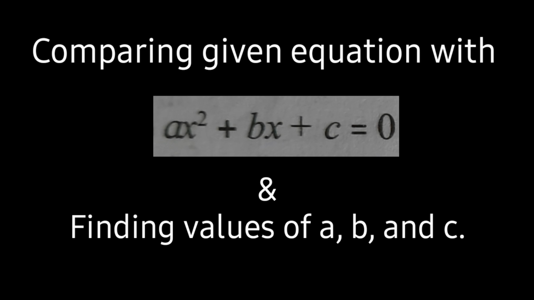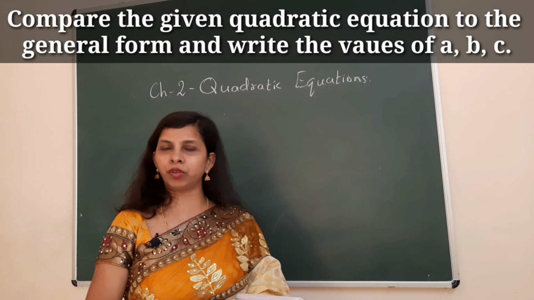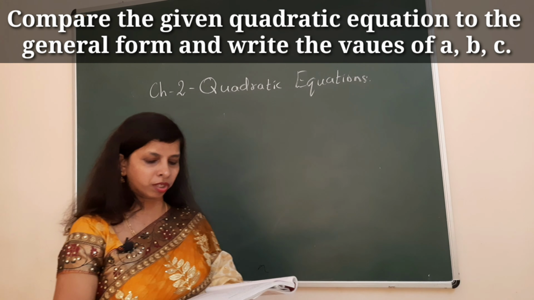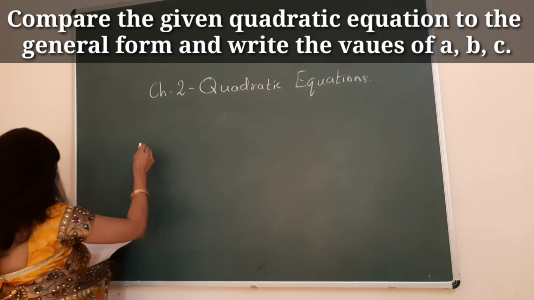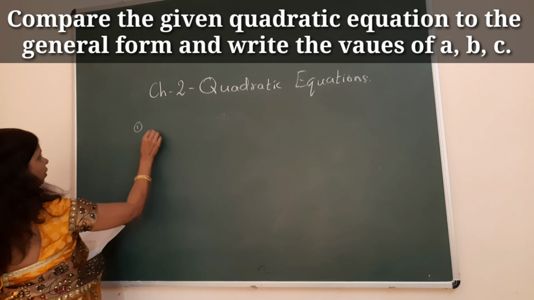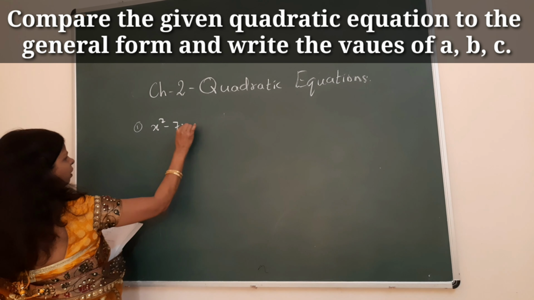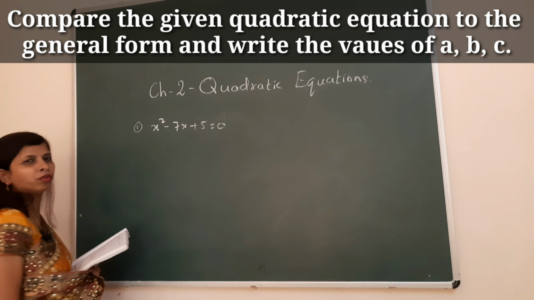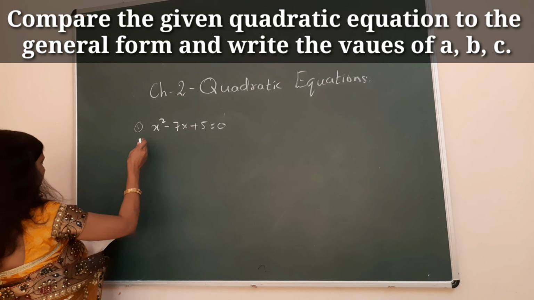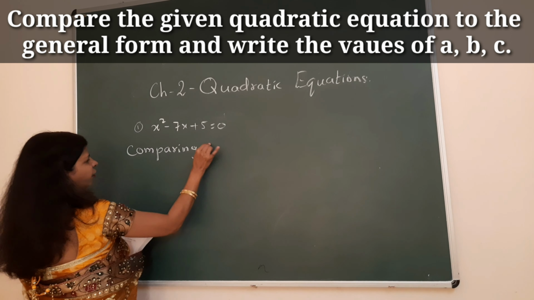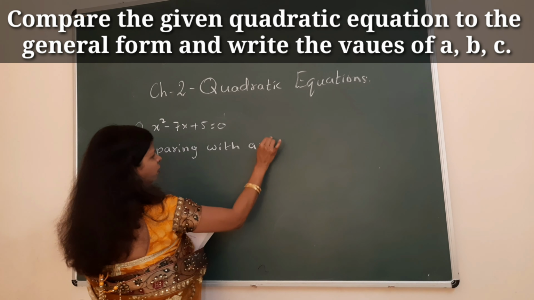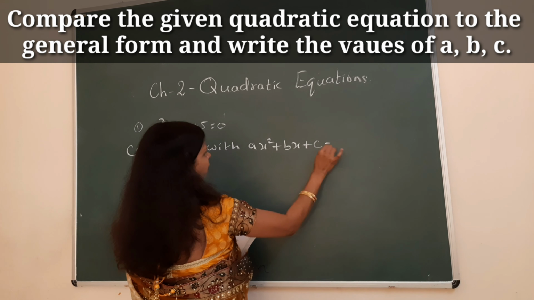The next one will be comparing the given quadratic equation to general form, and then write the values of a, b and c. Here the quadratic equation is already given in the general form. You need to just write the values of a, b and c. The question is x square minus 7x plus 5 equal to 0. So we'll start comparing with ax square plus bx plus c equal to 0.